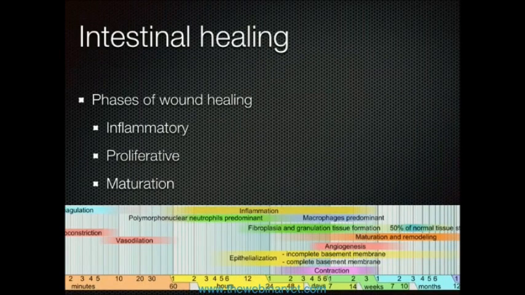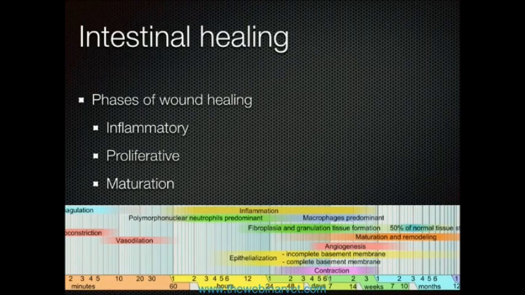The next thing we're going to talk about is intestinal healing. Intestinal healing, like any wound healing, has the three basic phases of wound healing: the inflammatory phase, the proliferative phase, and the maturation phase. I put this picture at the bottom here to indicate that there are no absolutely set time points for when one of these phases starts and ends. There's a lot of overlap between these different phases.